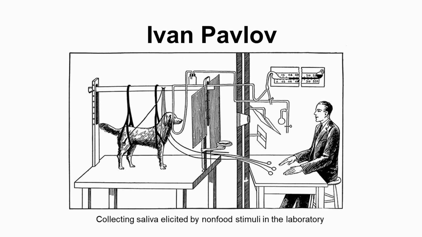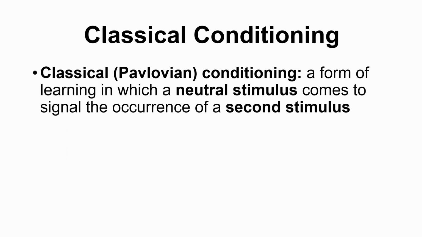And so this process, this association of that sound that meant that they would eventually be getting food, is what prompted what they now call classical or Pavlovian conditioning. And so if we want a technical name, we can say that classical conditioning is a form of learning in which a neutral stimulus comes to signal the occurrence of a second stimulus. So some stimulus that was previously neutral will eventually elicit a response because it signals the occurrence of another stimulus.